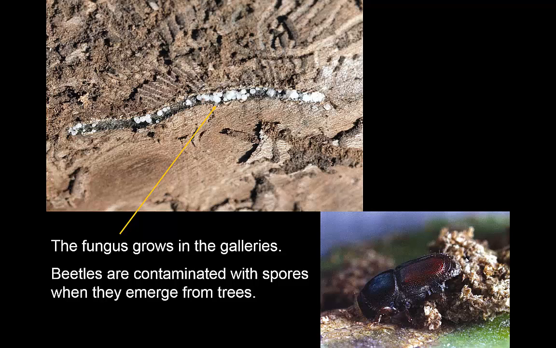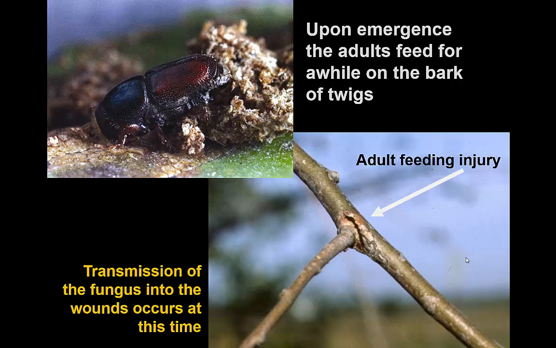Beetles that develop underneath the bark of a tree that has been infected with Dutch elm disease are often externally contaminated with spores of the fungus. So when the beetles leave, they are also carrying with them the spores that could cause new infections. And how these new infections generally occur is through twig feeding by the adults.